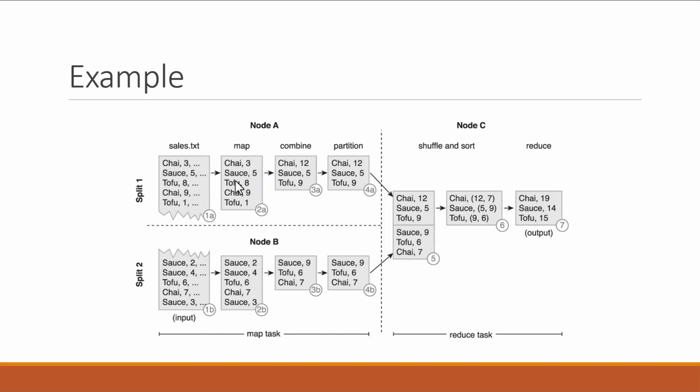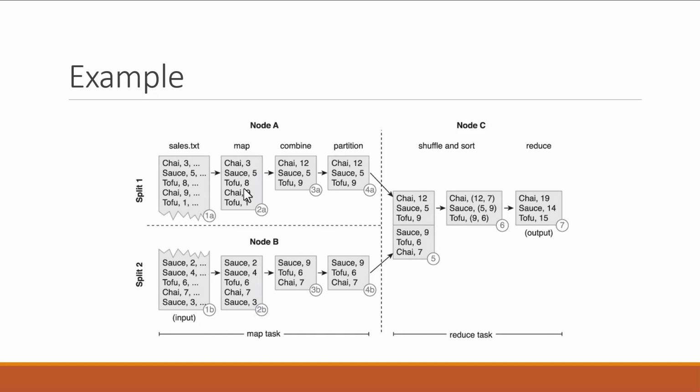Same thing with sauce 5, tofu 8. Here's another sale for chai, 9 units, tofu 1 unit, and so forth. And then the same sort of thing here in node B. We have keys and values. So the keys indicate the product names, and then the values in this case are the total number of units that have been associated with that particular sale of that product. So that's the mapping phase, basically just identifying the keys and the values.